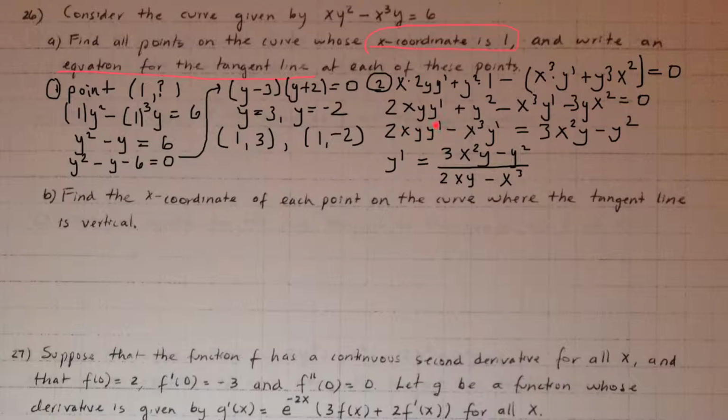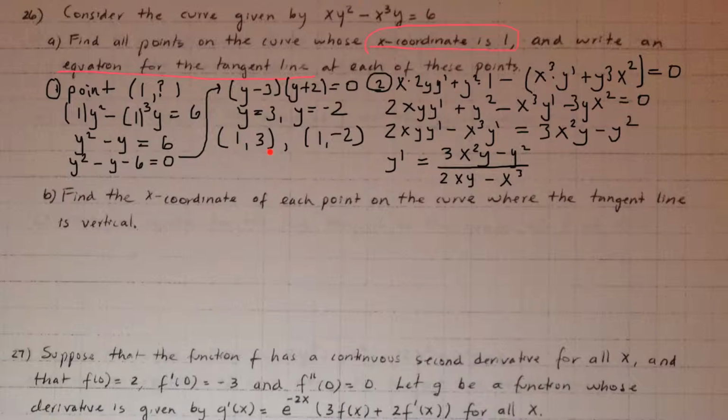And it's factoring out y prime, and so 2xy minus x cubed is what's left over, and you're going to be dividing out by that quantity. This stays exactly the same. So there's your derivative. What do you do now?